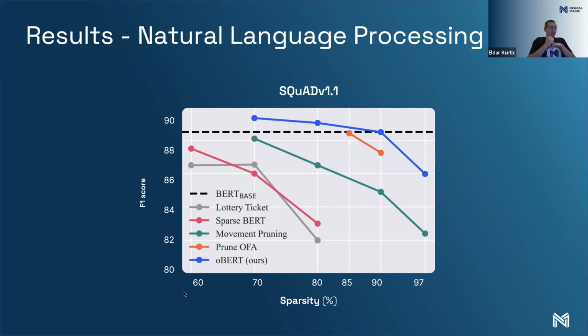And as you can see, with the Optimal BERT Surgeon pruner, we can improve significantly upon prior methods, which are first-order methods like movement pruning and zero-order methods like Prune OFA, the lottery ticket hypothesis, and Sparse BERT. One interesting observation from this graph is that the oBERT paper was the first one that showed that we can actually prune language models up to 90% sparsity while fully recovering the accuracy of the dense model. So with only 10% of the weights in the model we can have quite competitive accuracies.